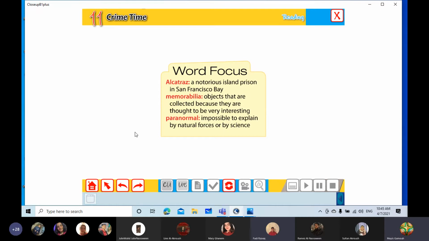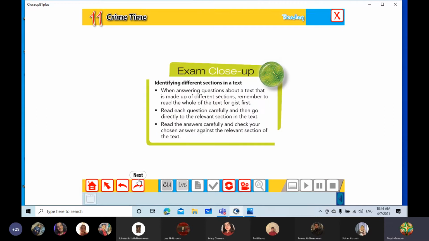So paranormal means abnormal. In Arabic, إشي خارق. So it is impossible to be explained. Our minds, our brains can't understand it because it is over the natural forces, and even science cannot explain it. اللي هو إشي فوق الطبيعة أو خارق. Thank you, dears. These were the words that we have to take into consideration and understand in order to understand better our text that we are going to be reading.